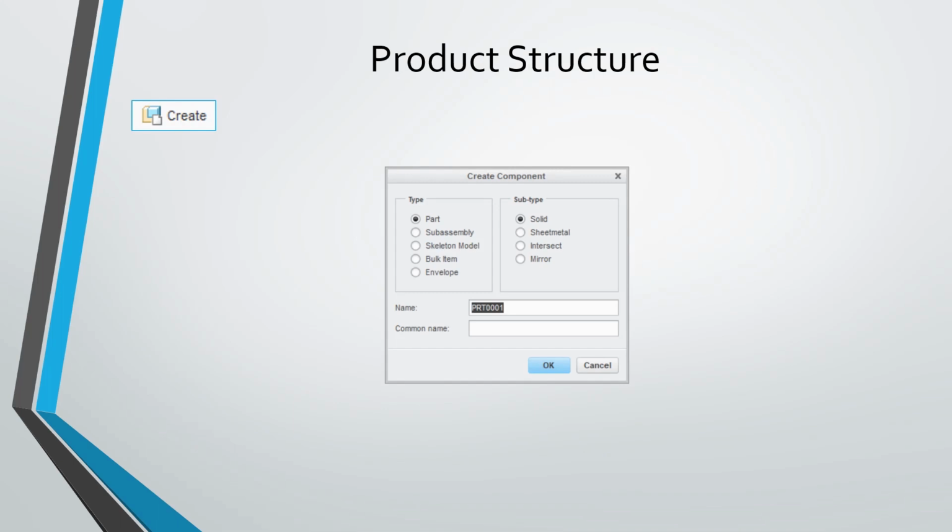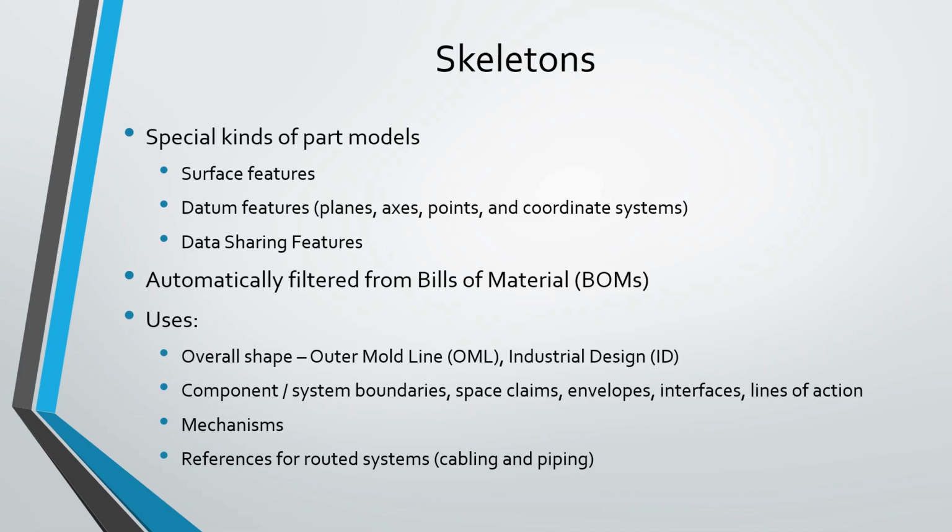For defining your product structure in assembly mode, there is a create command, which gives you a dialog box. In here, you can create parts, and you can create sub-assemblies. You can also create your skeletons from here, and those bulk items. There's an option for envelope, but those are typically not used in top-down design. Those are more often used with simplified reps.